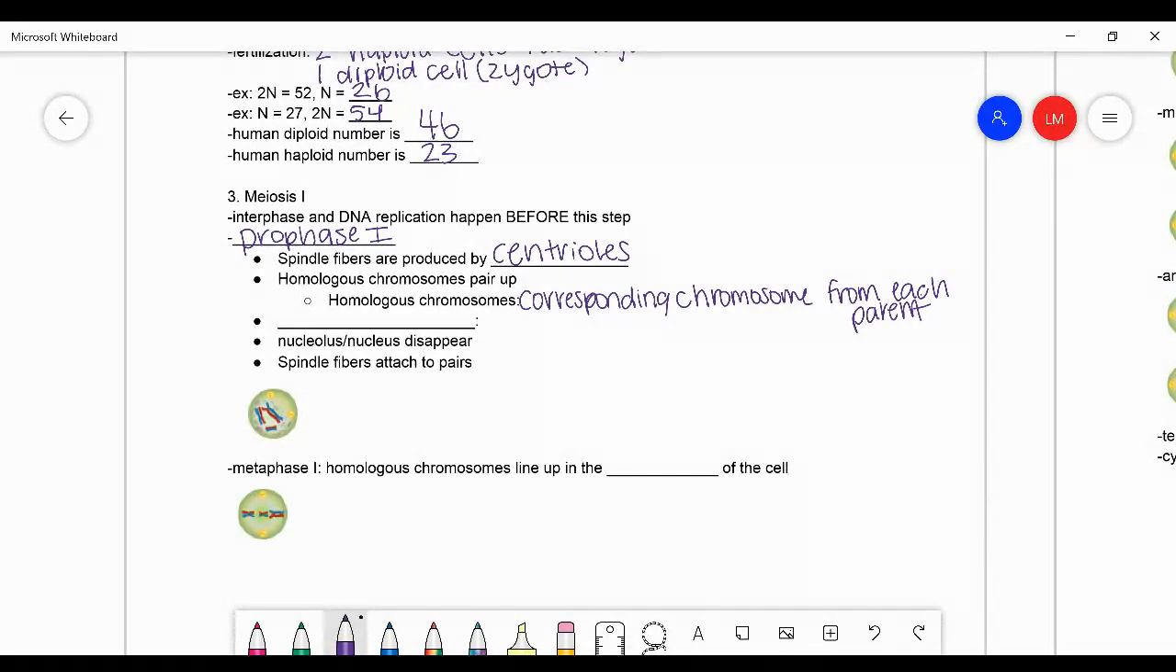So for organisms, mom provides half of the genetic material and dad provides half, so that we have 2 copies of each thing. And so the homologous chromosomes are the ones that match up. Then a special thing that is unique to prophase 1 of meiosis 1 happens. That's called crossing over.